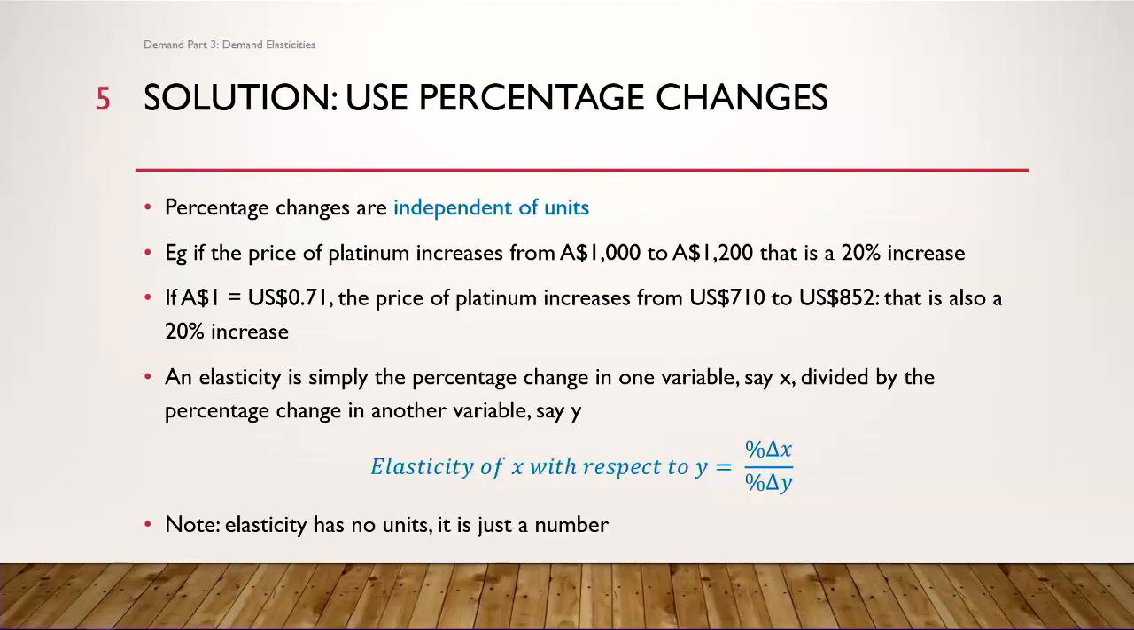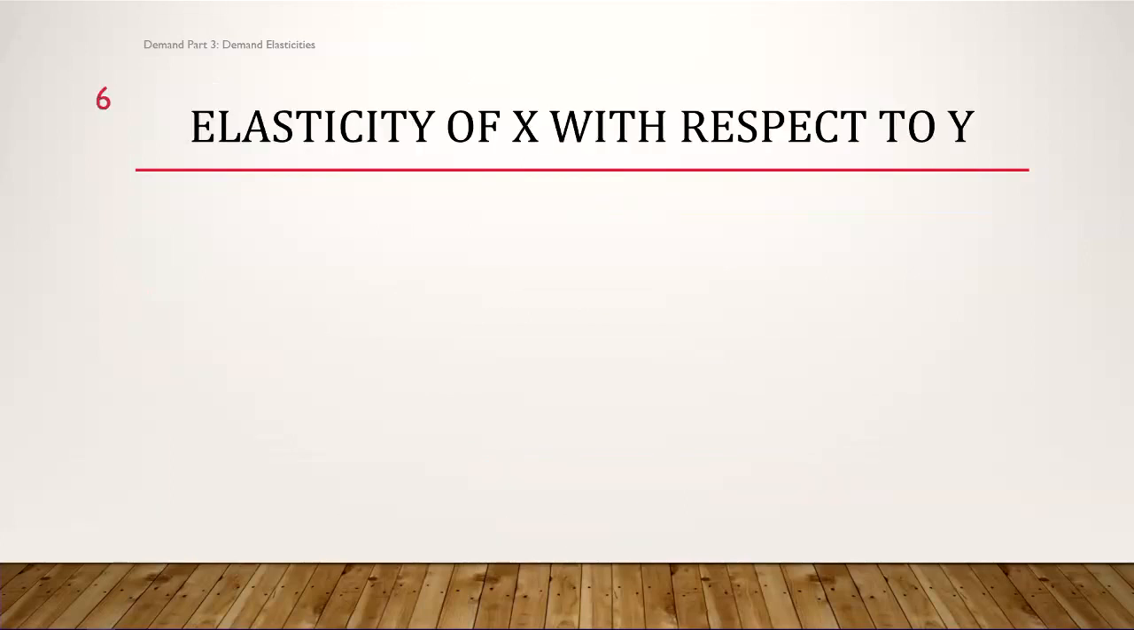And remember, elasticity has no units. All the units cancel out when you do percentage change. The change in x is in one unit, but you're dividing it by x, so the units cancel out. So elasticity is simply a number. There are no units attached to it. It's just 5 or minus 6 or whatever. It's just a number. All right, so let's do the first elasticity, the elasticity of x with respect to y.